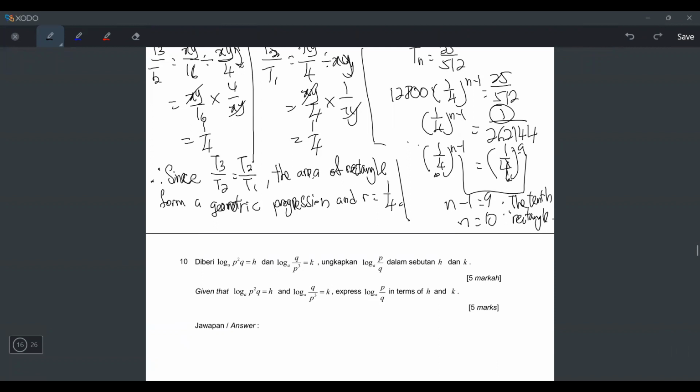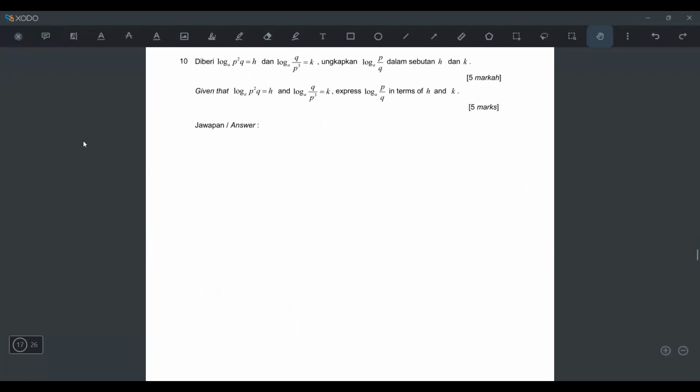Okay, let me just check quickly with the schema in case I made some silly mistake. Okay, yep, it's correct. Okay, let's go to question number 10. Okay, this is obviously indices, surd, and logarithm chapter. Okay, given that this one and then this one, okay, let's write it down.